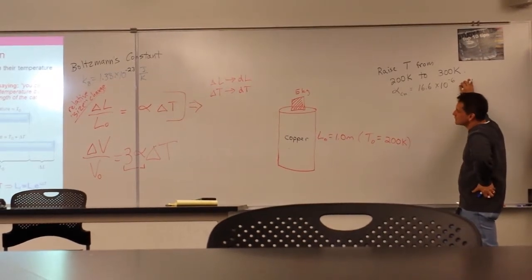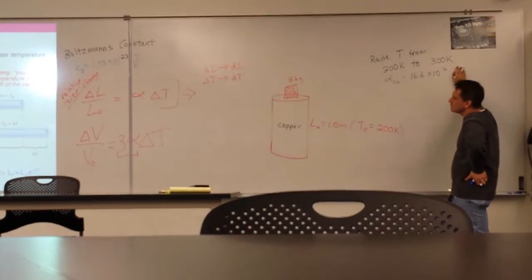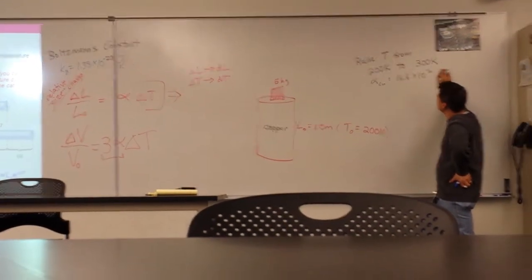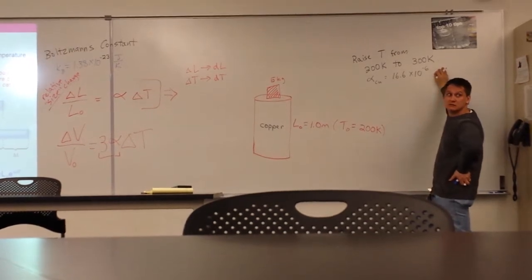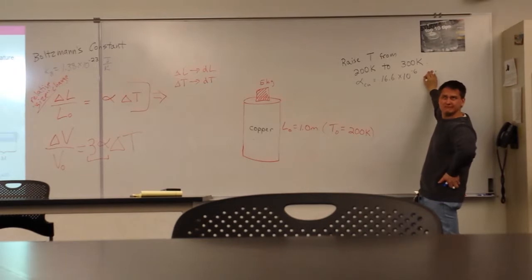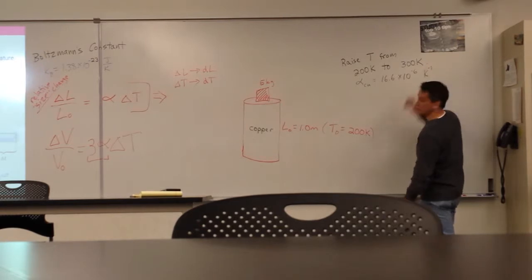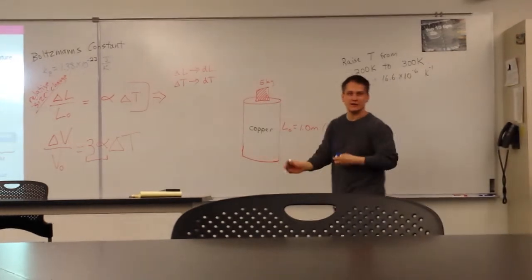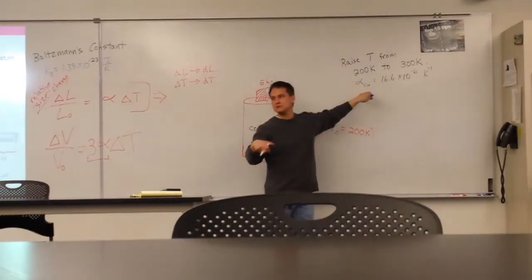Now, what's wrong with this picture? It should be in units of inverse Kelvin. It's meter per meter Kelvin. Yeah. Okay, so basically it's inverse Kelvin because the meters cancel out. I don't know why they're showing it that way. What's your subscript? Cu, just copper.